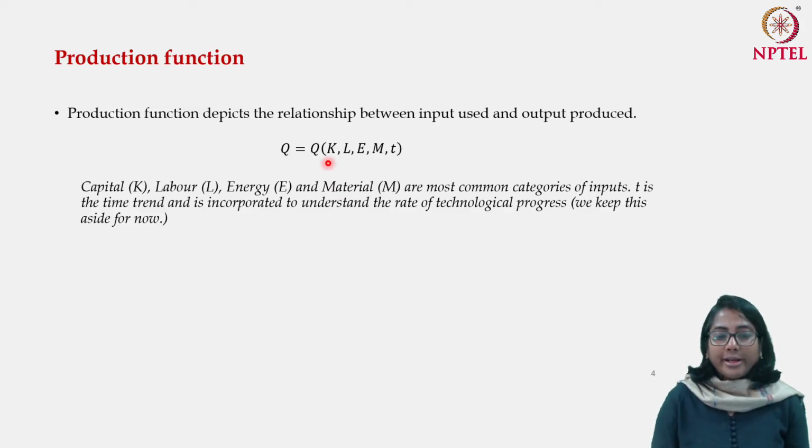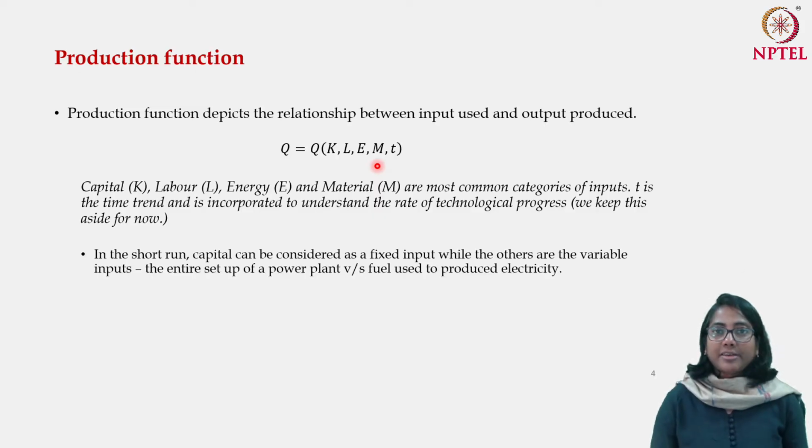So when I write down all the inputs, capital, labor, energy, material, all of them, they are not similar. I mean, their nature are not similar. How are they different? Let us have a quick look. If you think in a short run, suppose for 2 years, 3 years, once you make some investment in order to produce some goods and services, this investment will cater to the entire time period for which the production will go on for a longer period of time.